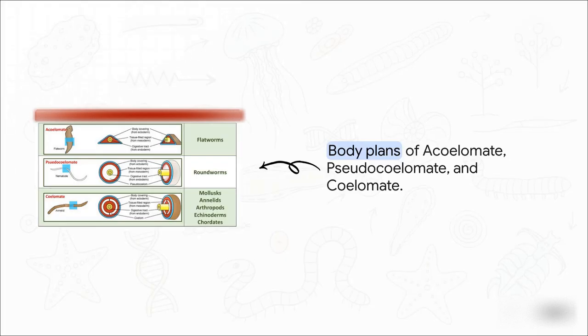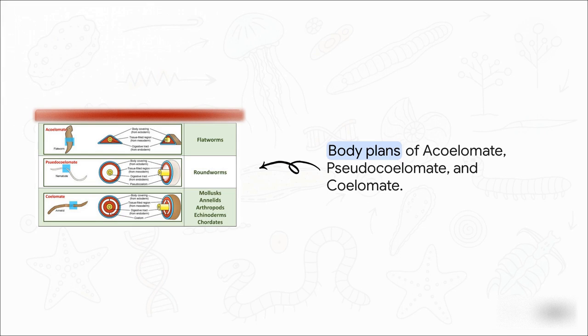Visualizing how this cavity actually sits inside the animal is crucial to understanding how they work. We can basically map exactly where that mesoderm interacts with the gut. In the acoelomate plan, like we see in a flatworm, the mesoderm completely fills the space. There is literally no cavity at all. Then we have the pseudocoelomate plan, like in a roundworm. Here, there is a cavity, but it's only partially lined by mesoderm tissue.